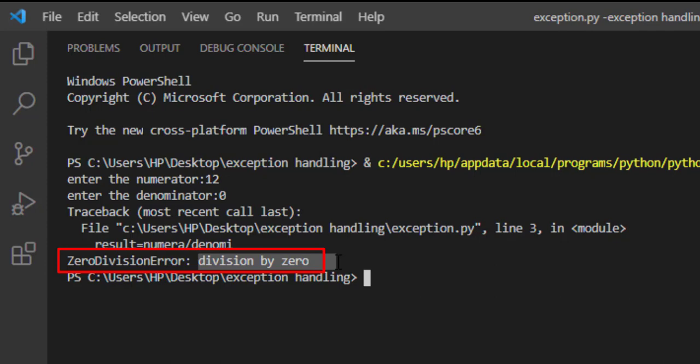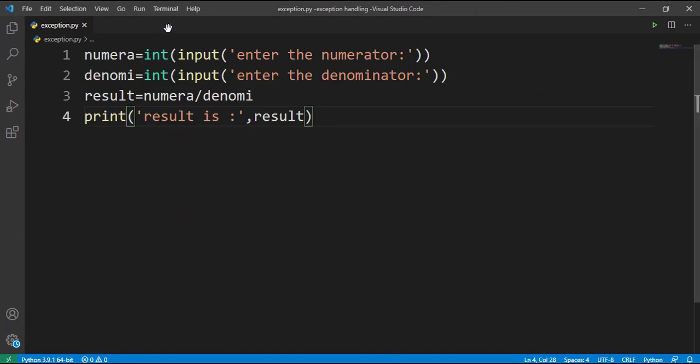So these types of errors are called exceptions. That means though your program is syntactically correct, you are getting an error. So those types of errors are called exceptions. So these exceptions disturb the normal flow of the program.